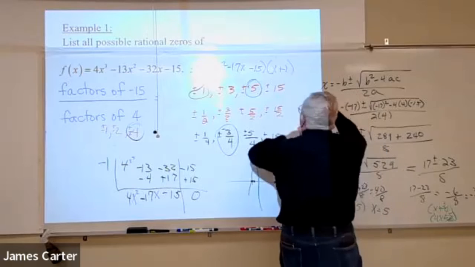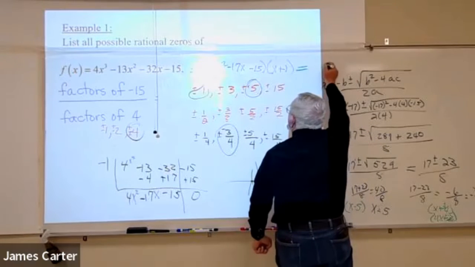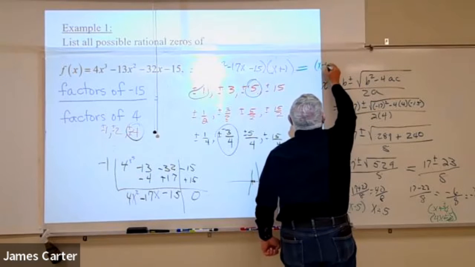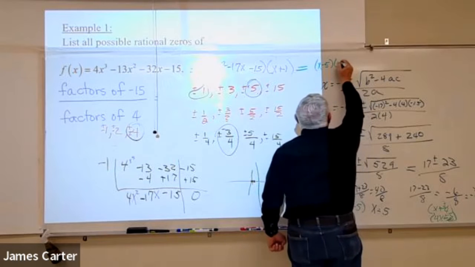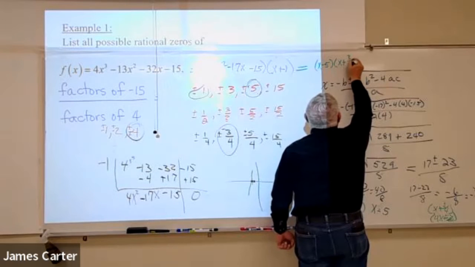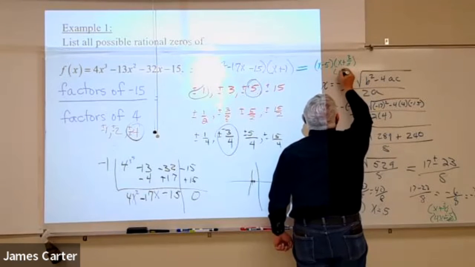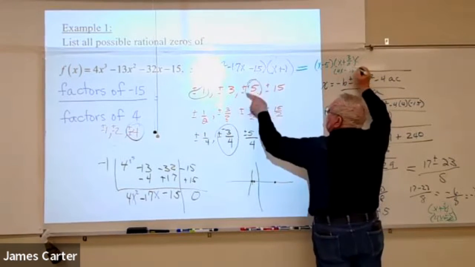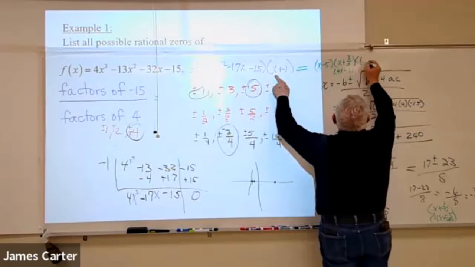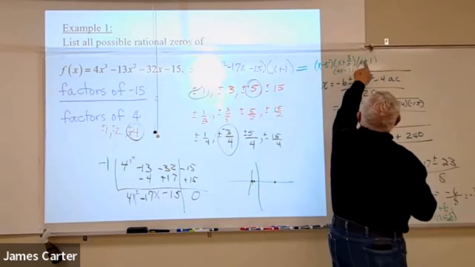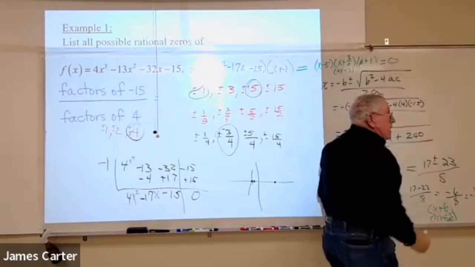Okay, what does that mean for this thing? That means this becomes x minus 5 times x plus 3/4, or we could rewrite that as 4x minus 3, times x plus 1. And here are my 3 factors that make up that equation.